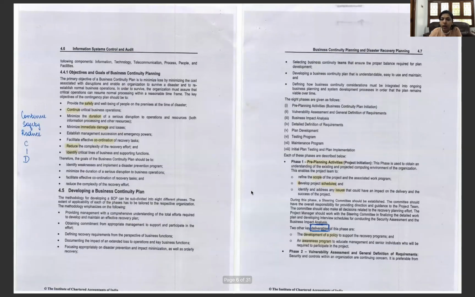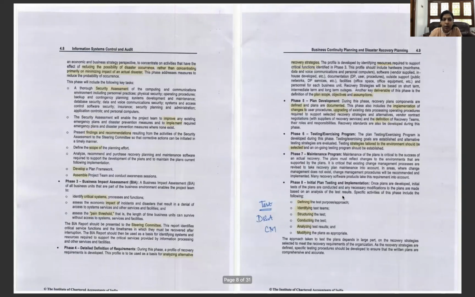Okay, here we had define the scope, develop project schedules, and identify the issues. Here we have the security assessment. And then if there's any existing plan, we should improve it, and the improvements must also be implemented. Any findings and recommendations should be presented to the steering committee. And then to define the scope. Here we refine the scope, develop a project plan framework, and assemble a project team.